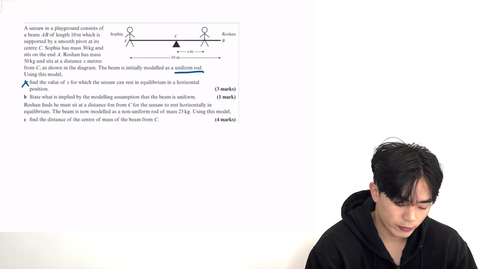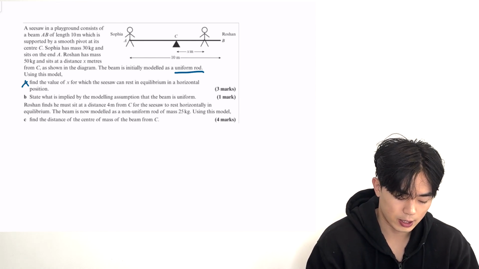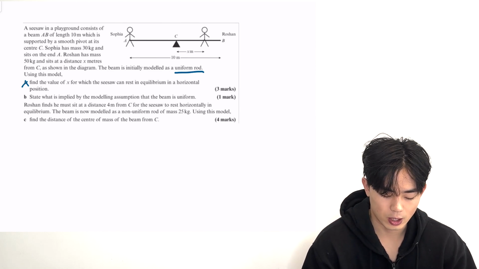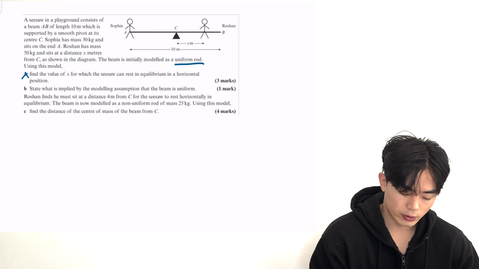Right. Roshan finds that he must sit at a distance of 4 meters from C for the seesaw to rest horizontally in equilibrium. The beam is now modeled as a non-uniform rod of mass 25 kilograms. Using this model, find the distance of center of mass from C. Right, so let's draw this diagram first.